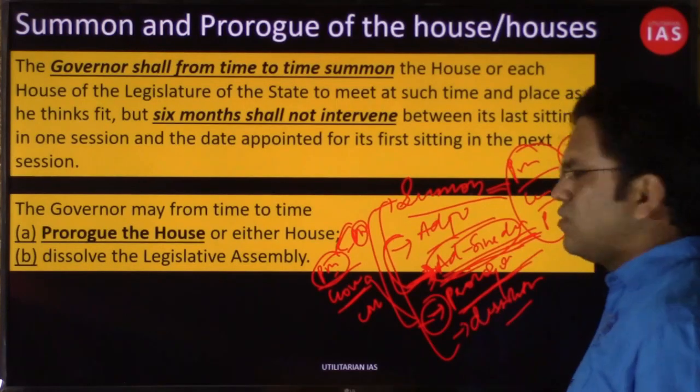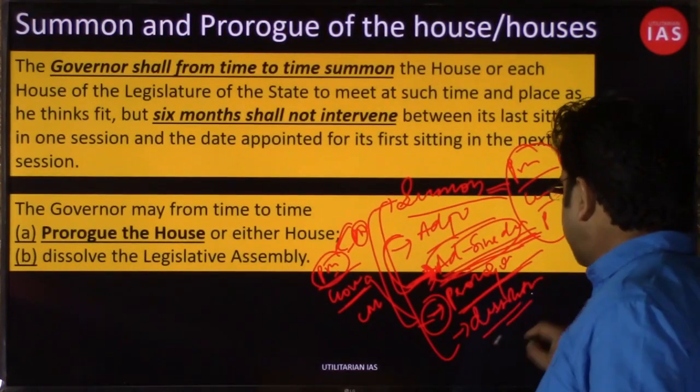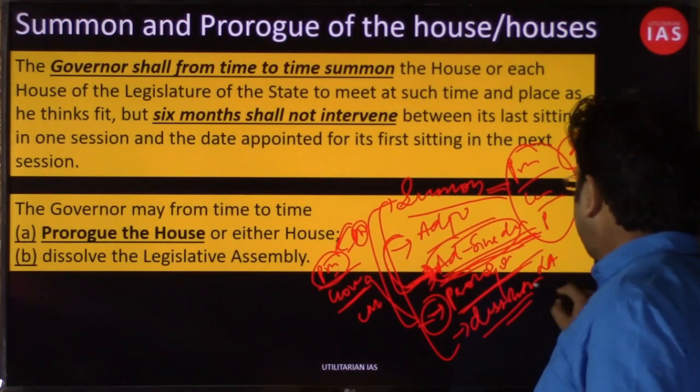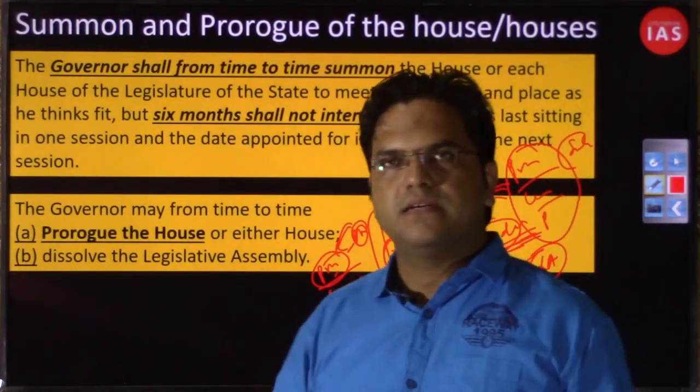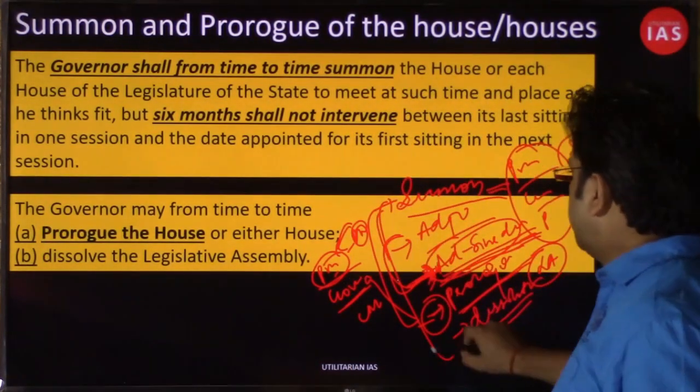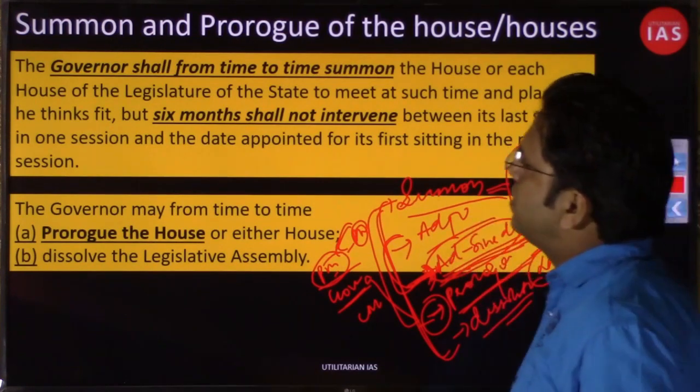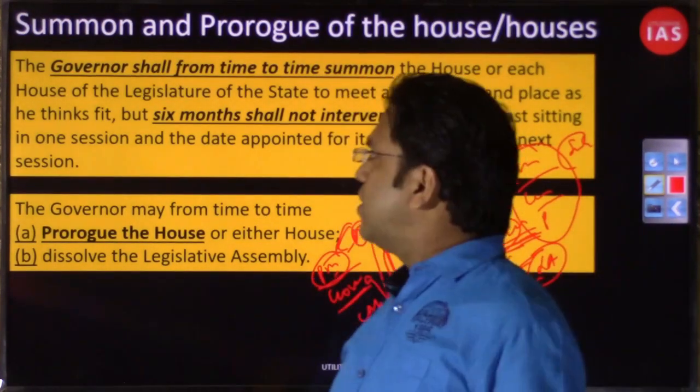And then dissolution. You already know that if dissolution is announced, the whole of the legislative assembly will stand dissolved. There is a slight difference between all these things. So here we are going to study what summoning is and what prorogue is.